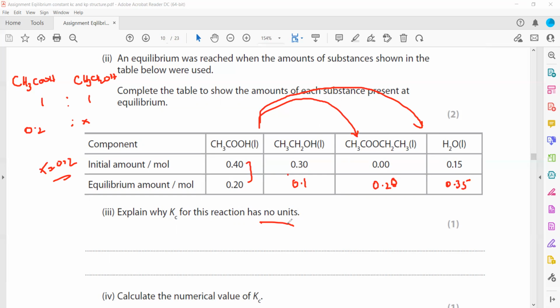Explain why Kc of this reaction does not have any unit. What is the reason for that? Because the units cancel out each other, as there are the same number of moles in the numerator and the denominator. Or you can also mention that the volume cancels out, as there is the same number of molecules on each side. On the reactant side we have 2 molecules, and the product side also has 2 molecules. That's why they cancel out, and that's the reason there is no unit in this case.